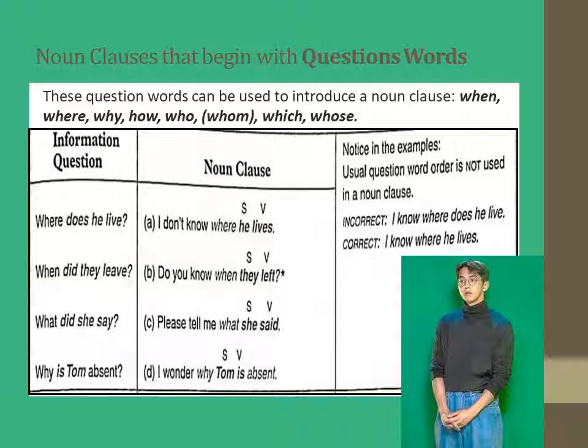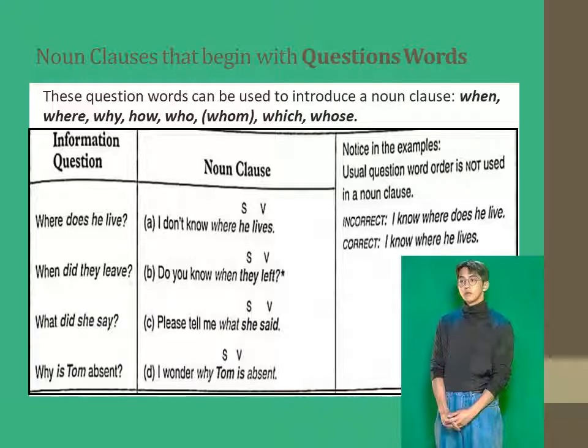And then from the information question, why is Tom absent? In the noun clause, it will be, I wonder why Tom is absent. So the formula is just like a sentence: subject and verb. I don't know where he lives. He is the subject, and then directly the verb lives.